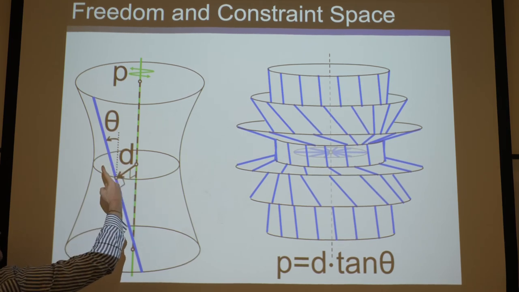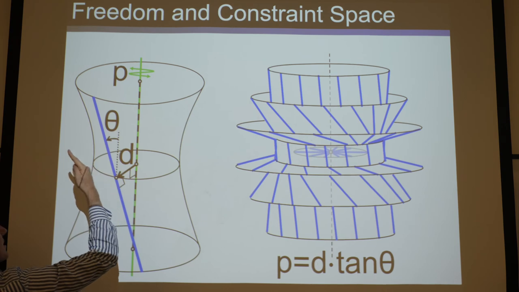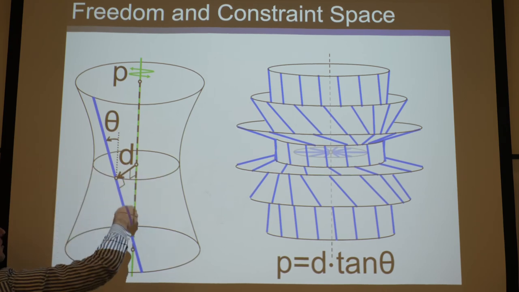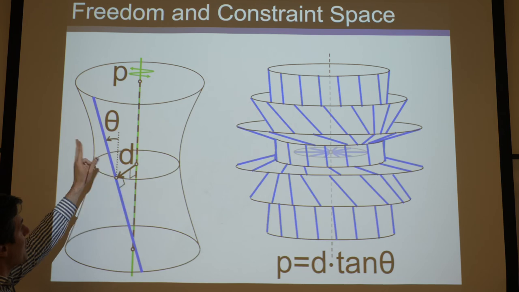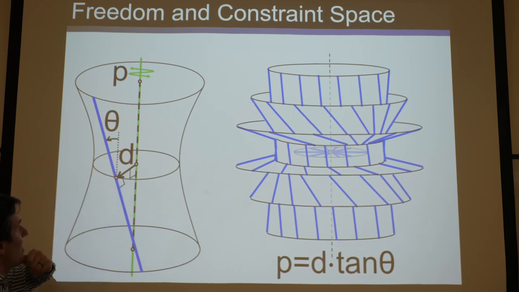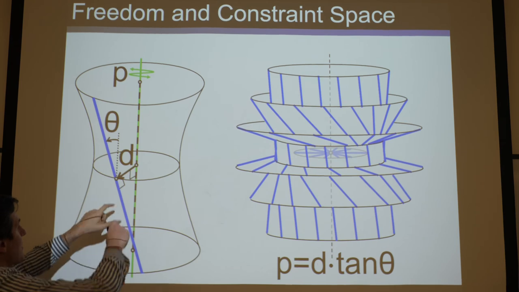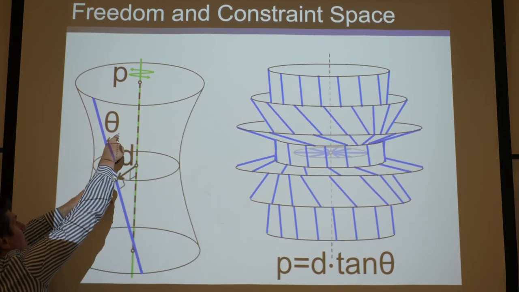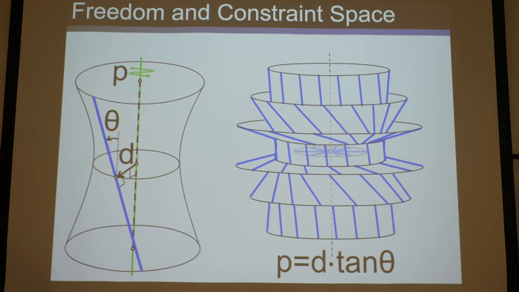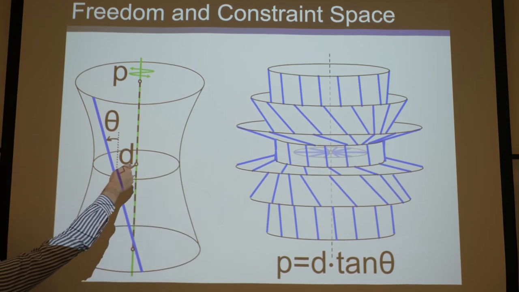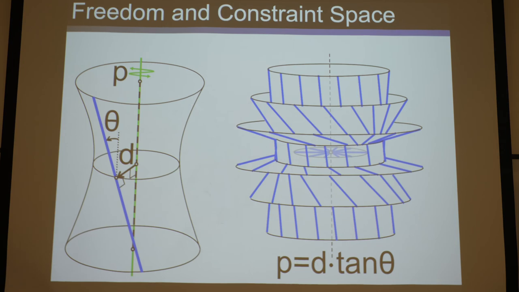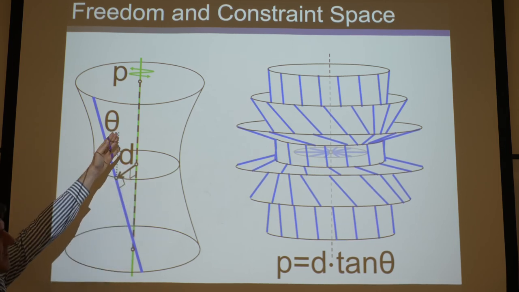Isn't it true that if I took this blue line and rotated it about the screw, it would make a circular hyperboloid? And wouldn't it be true that every blue line on that circular hyperboloid would have the same D and the same theta? This is like before, when we had a line here and we said alpha. Well, this is theta from the vertical. It's kind of the same thing, right? This is how it would have to satisfy P equals D tan theta. But anyway, the point is every single blue line on that circular hyperboloid would have the same D and the same theta, and therefore they would satisfy the same pitch.